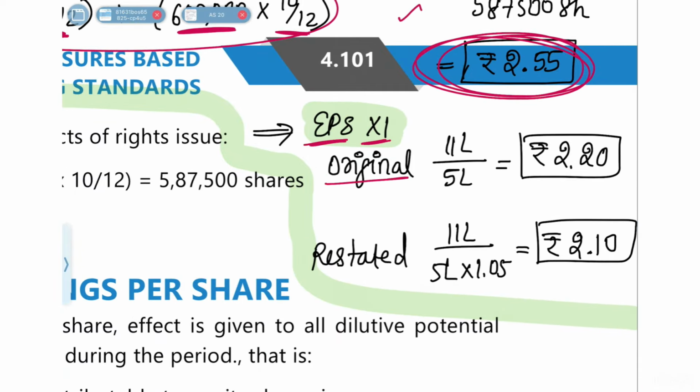So for the previous year, the original basic EPS would have been: 11 lakh rupees was the profit in the previous year. In the previous year, there was no rights issue. So 5 lakh shares was what was there in the company, divided by 5 lakh shares. So 2.20 was the previous year's EPS.